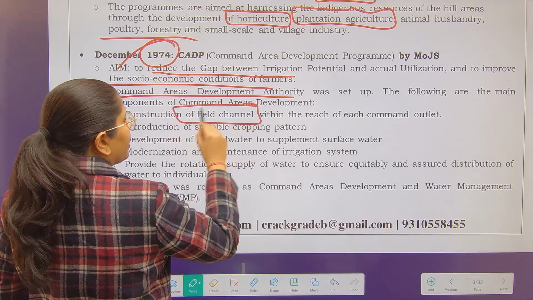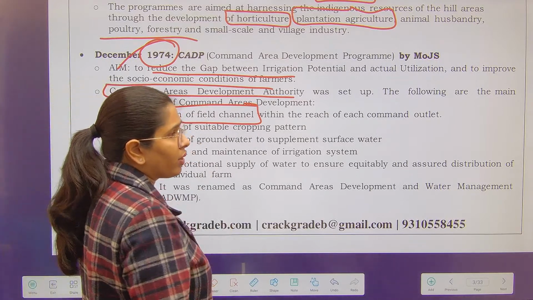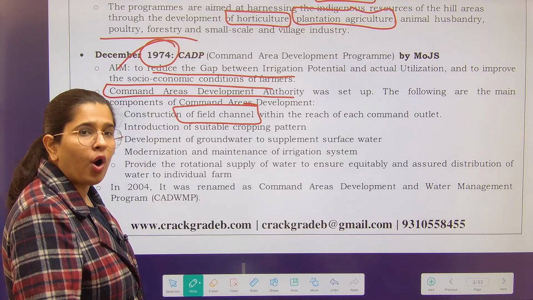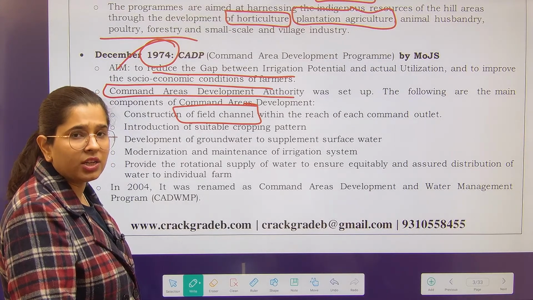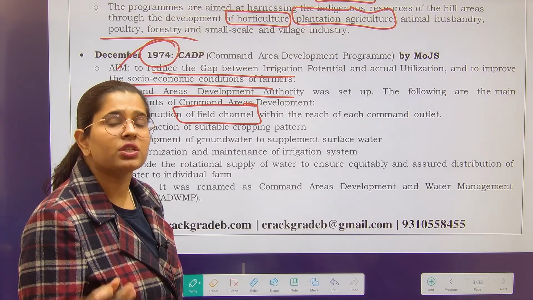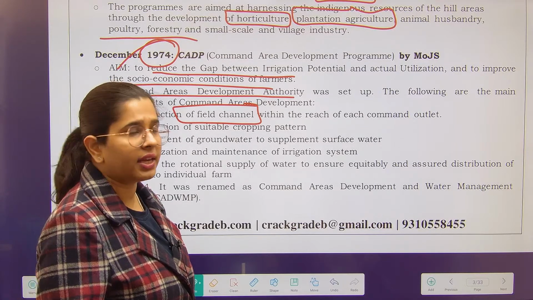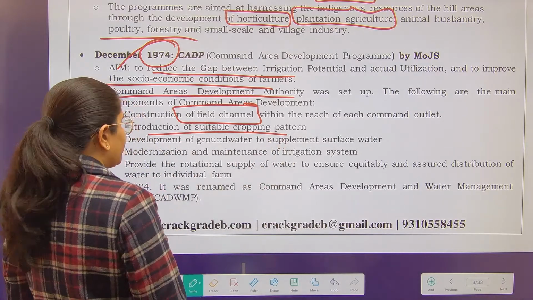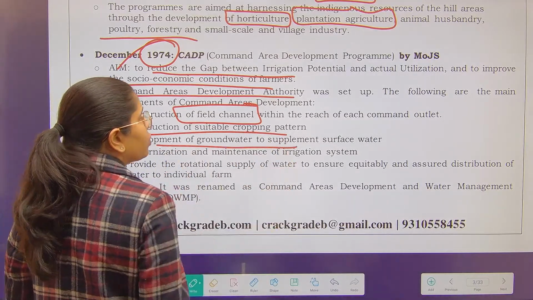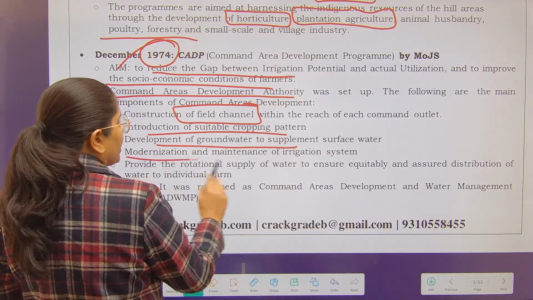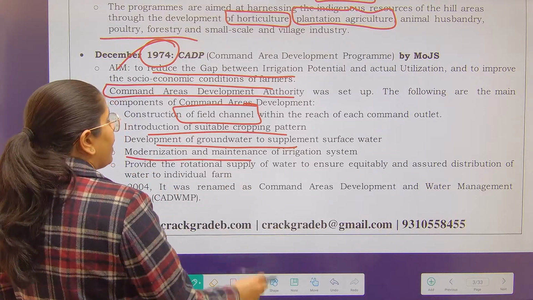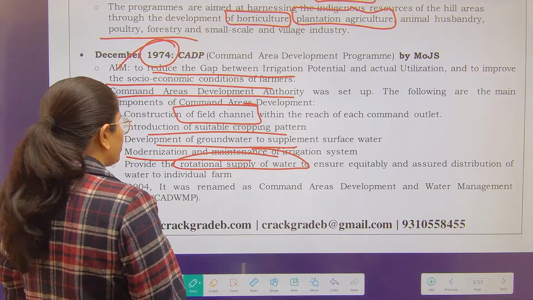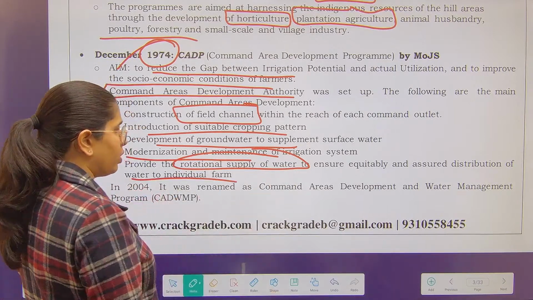Construction of field channel within the reach of each command outlet. Field channel means the channel which is made in order to take the agricultural water, or the water which is used for the irrigation of the agricultural fields, back to the fields. Suitable cropping pattern introduction, development of groundwater to supplement surface water, modernization of irrigation system, and providing the rotational supply of water to ensure equitable and assured distribution of water to individual farms.